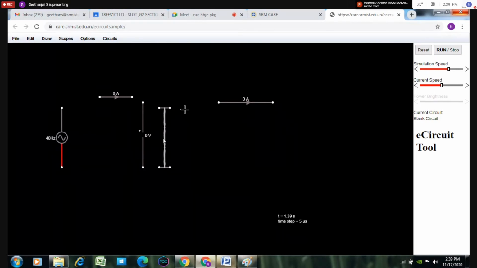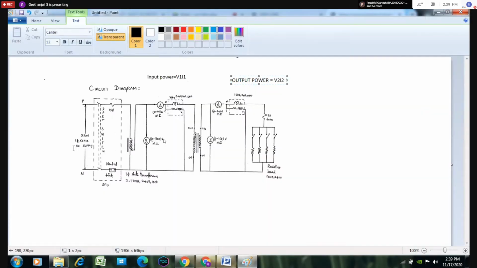So you have to keep the voltmeter before the ammeter. So this is the voltmeter. Then what else do we need? We have given the supply, then connected the transformer, ammeter and voltmeter. Here we are going to apply the formula V1 I1, and for the wattmeter we are going to apply the formula V2 I2.